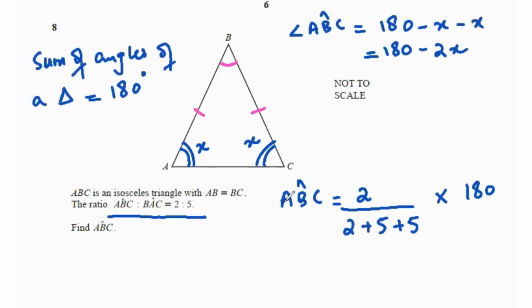Hence, it's going to be 2 plus 5 plus 5, which is going to be 2 over 12 times 180. And that is going to give us 30 degrees, which is your angle ABC.